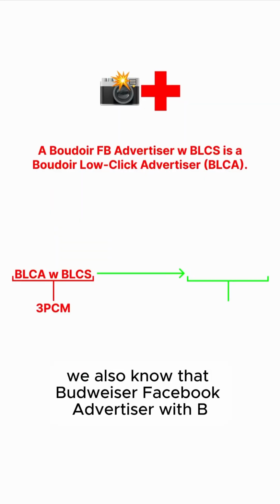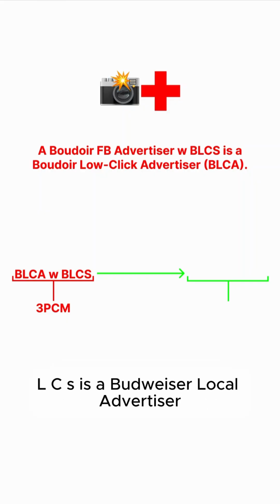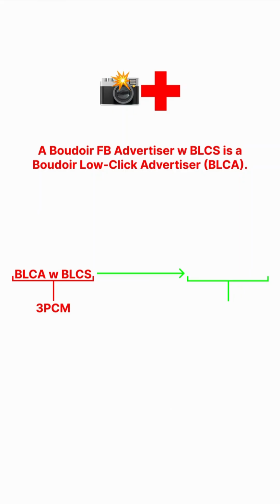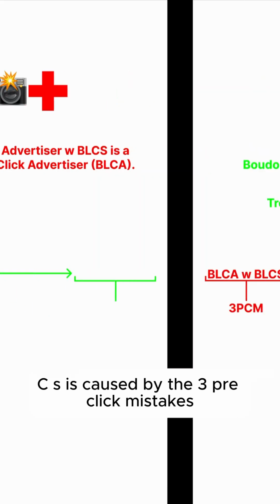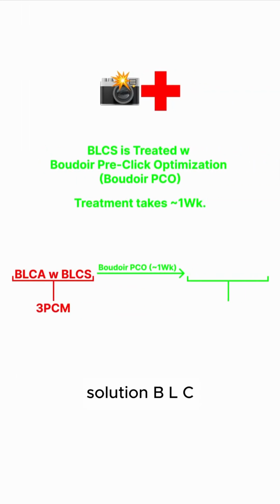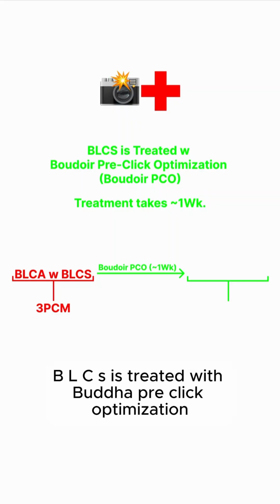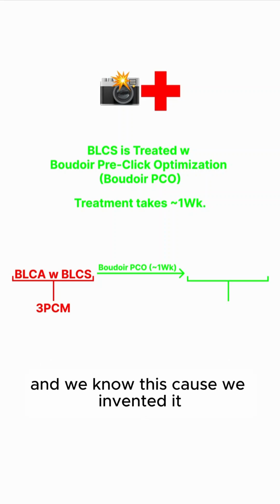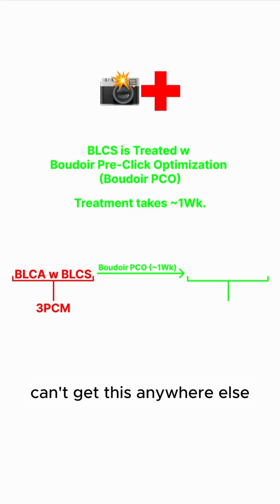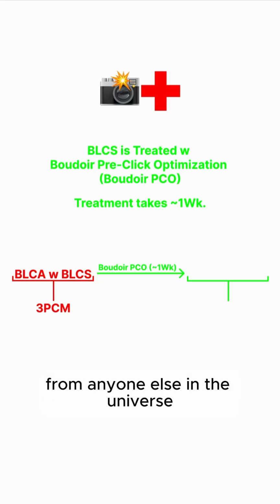We also know that a Boudoir Facebook advertiser with BLCS is a Boudoir low click advertiser, BLCA. So building our universe here, we've got a BLCA with BLCS caused by the 3 pre-click mistakes. Solution: BLCS is treated with Boudoir pre-click optimization, aka Boudoir PICO, and treatment takes about a week. And we know this because we invented it. You can't get this anywhere else from anyone else in the universe.